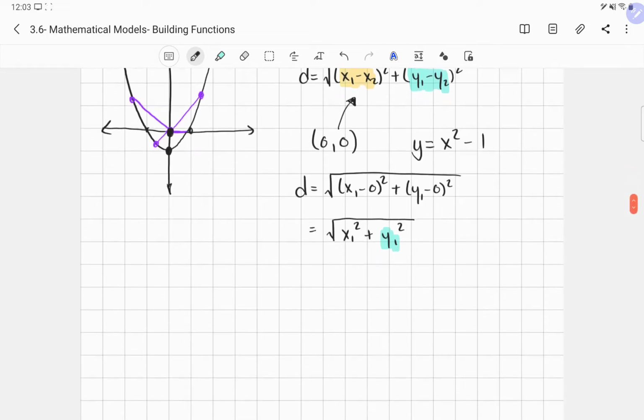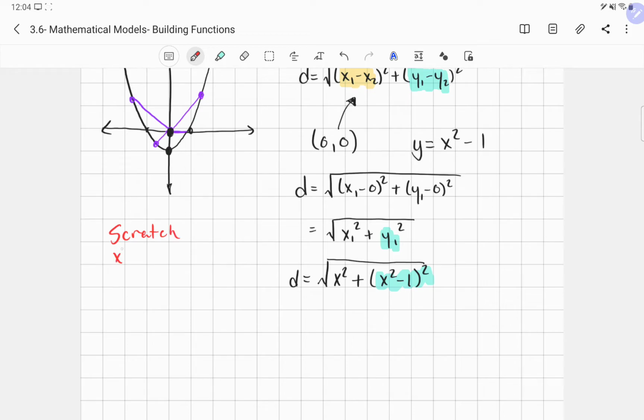So I'm going to say that d is equal to the square root of x squared, we'll leave the subscripts out, x squared plus x squared minus 1 squared. Okay. Let's go ahead and simplify this portion. I'm going to do this in some scratch work.